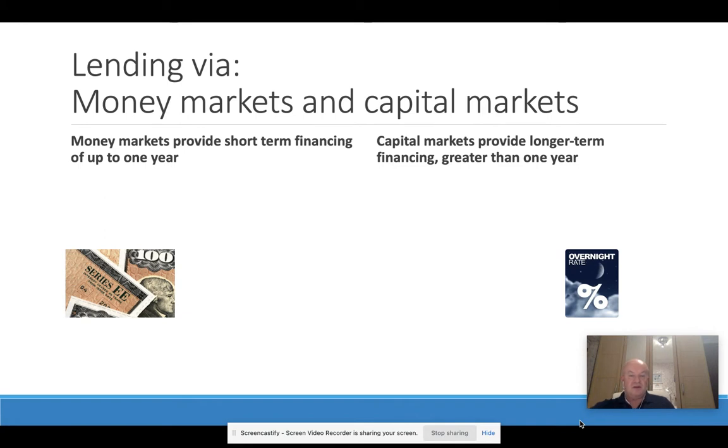Okay, so some lending takes place both in money markets but also in capital markets. Money markets tend to provide short-term financing for up to 1 year, whereas capital markets tend to provide long-term financing, which tends to be greater than 1 year. But again, we'll look at that in a little bit more detail, and it's also covered in more detail on page 5 in your CC12 booklet.